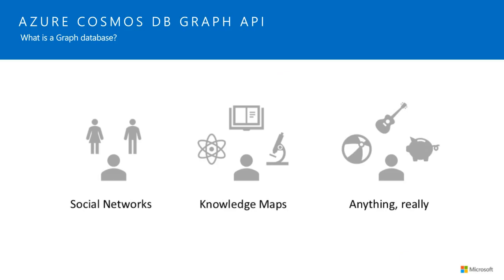So what is a graph database? A graph database is really a flexible data model, a data model that allows you to interpret different problems and solutions to problems in different ways. The way you can model this data is through relationships across elements, right? And so this is a great user scenario for social networks, for knowledge maps or knowledge graphs, and anything really. Anything can be solved as a graph database.